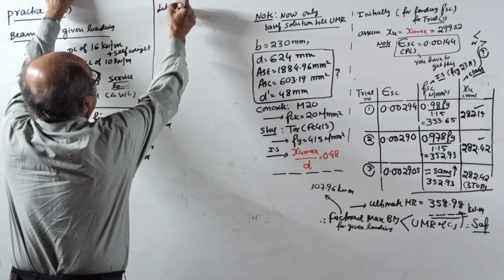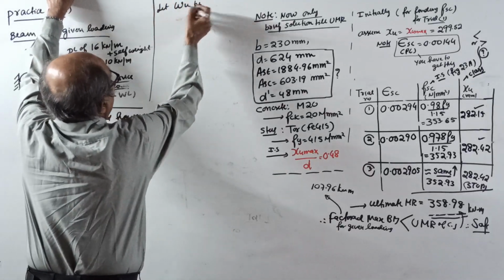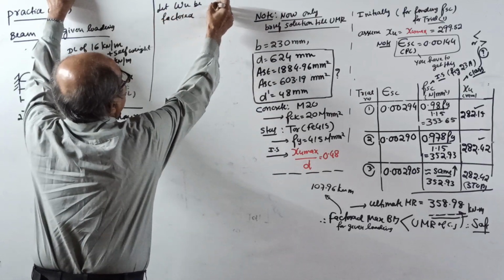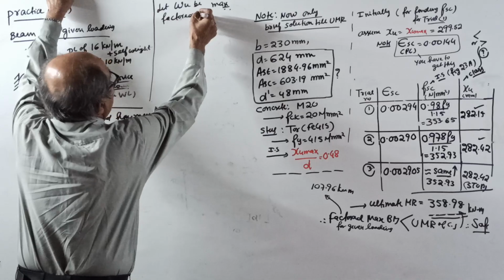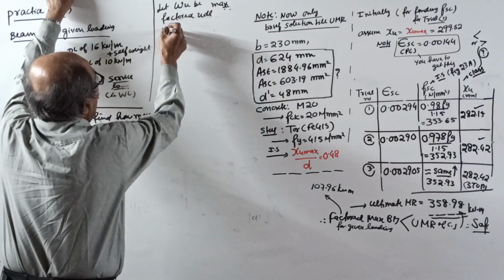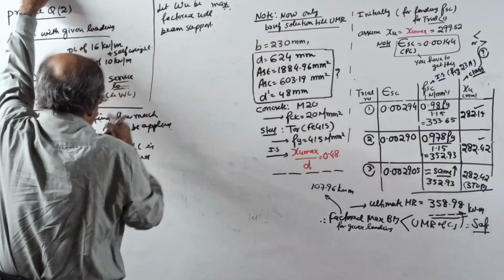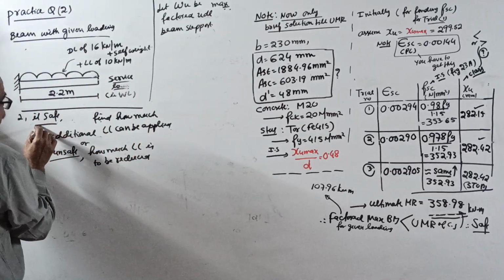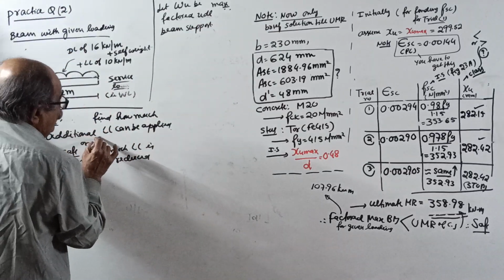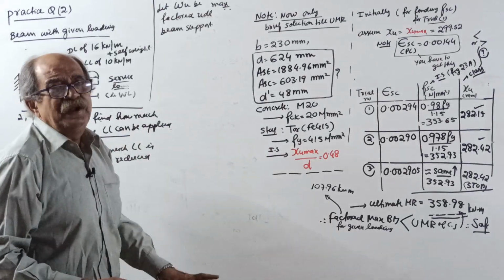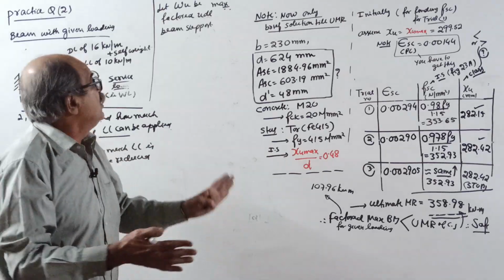Let WU be the maximum factored UDL the beam can support. This will tell you the answer. See, for both of them, safe means how much extra UDL live load you can apply. Unsafe means how much live load is to be reduced. For both of them, common calculation.